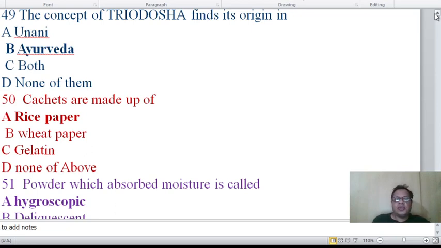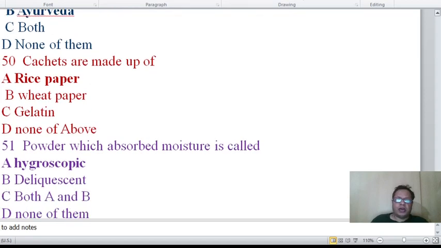The second last question is that cachets are made up of rice paper. So it is not made up of gelatin or wheat paper, it is made up of rice paper. So for question number 50, answer number B is the appropriate one. And similarly for question number 51, powder with absorbed moisture is known as hygroscopic powder. So for question number 51, answer number A is the answer of choice.